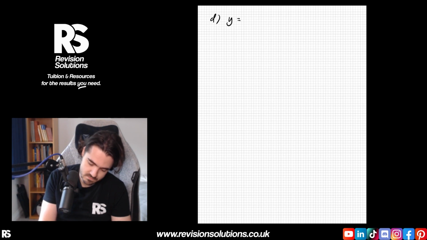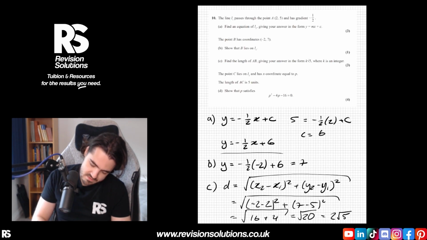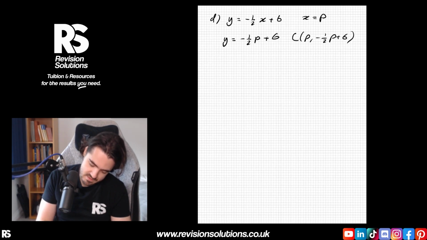So y equals -1/2x plus 6, and we were told the x coordinate of our point C was p, so plugging that in, we have y equals -1/2 p plus 6. So our point C is p and then -1/2 p plus 6. And then we know that the distance between A and C is 5 units. So our point A was 2, 5.